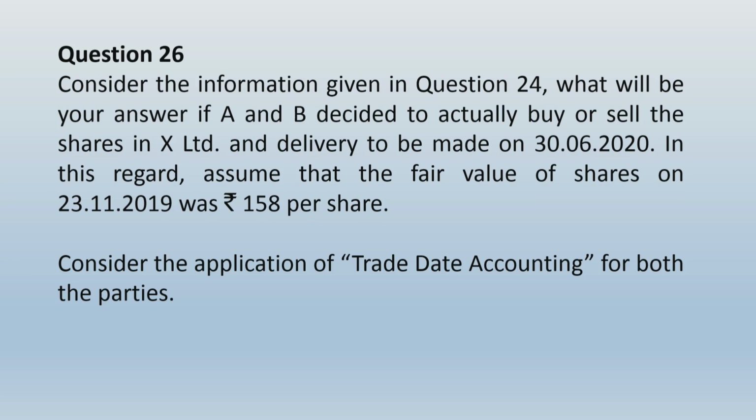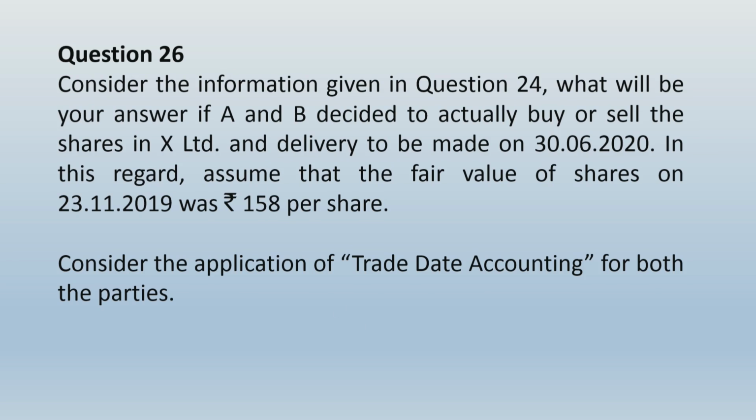Now friends, this is more or less like question number 25 with one change. What was the change? In question 25, this price was 160, and the agreed price for settlement between A and B is also 160. As a result, on 23rd November 2019, at the trade date, there was no gain or loss arising for both the parties. However, now when the price over here is different from the contract price, definitely the parties would have a gain or loss to be recognized at the early stage.